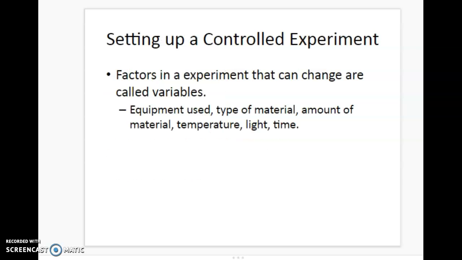So, when you're setting up a controlled experiment, you are going to have variables. We're going to talk about the independent and dependent variable, but a variable is just a factor that can change. The independent variable is the one that you change, and the dependent variable is the one that changes because of the independent variable. Some examples could be the type of material you're using, the amount of material, such as water, sunlight, the temperature, the light, the time.